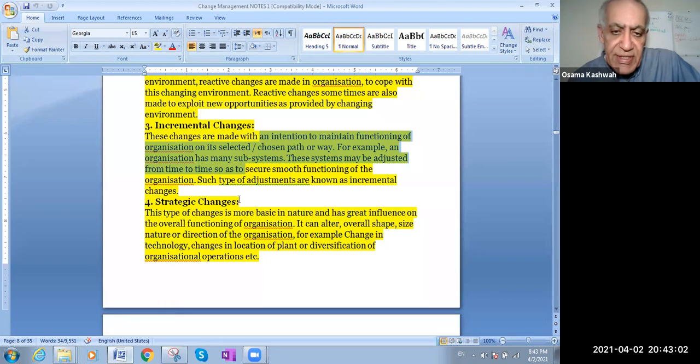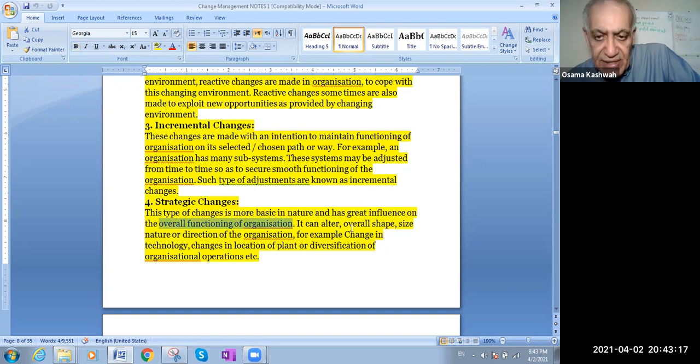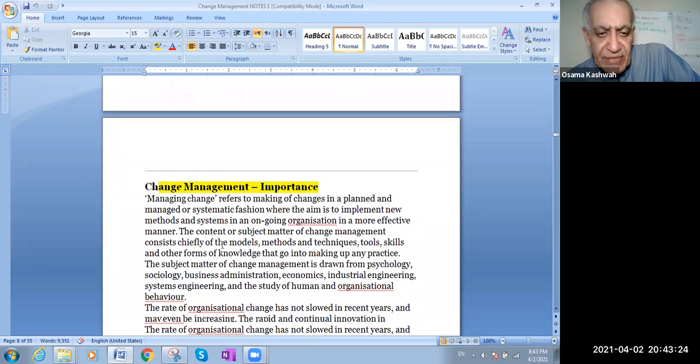Strategic changes. The word strategic, as we said before, means of vital importance, something that is very, very important. This type of change is more basic in nature and has great influence on the overall functioning of the organization. It can alter the overall shape, the technology, the locations, or whatever. All those are kinds of change.